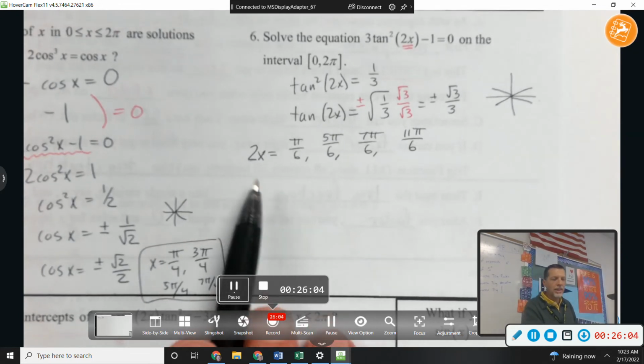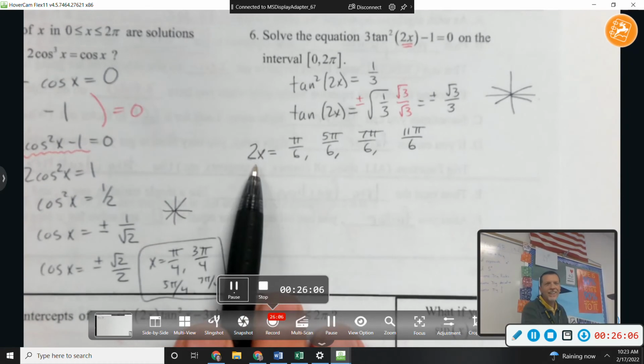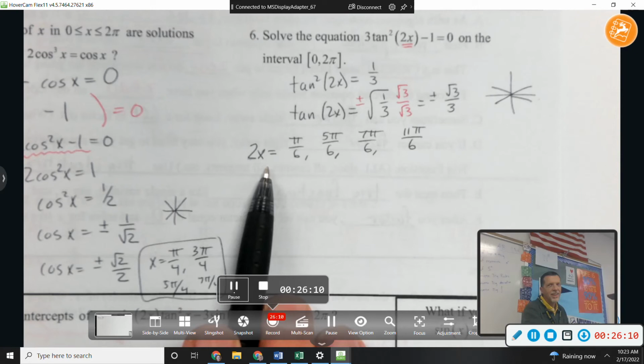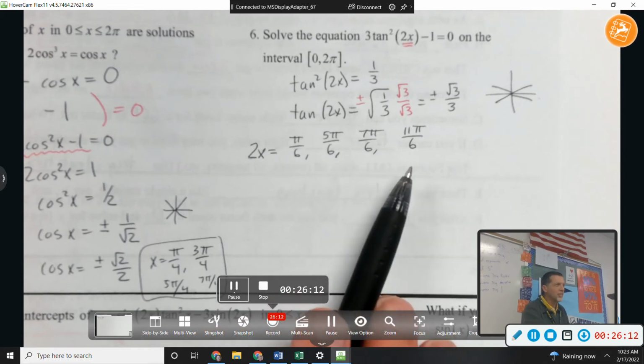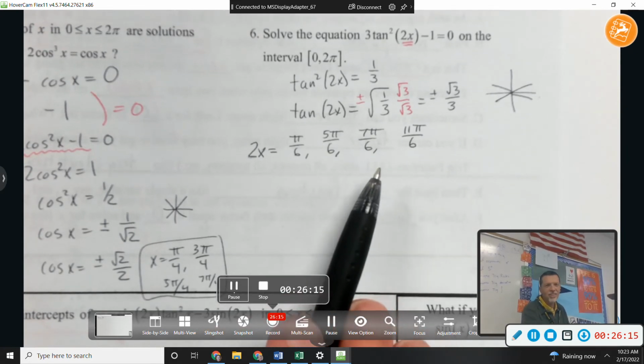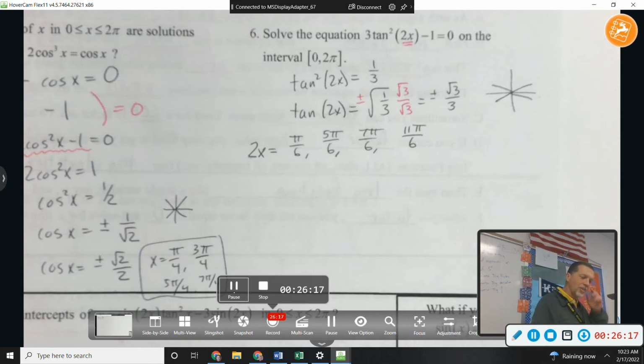I will multiply by 1/2, but not yet. I need to do something before that. I need double the number of answers. So how do I get my extra answers? I add 2 pi to all of those guys. The good news is they all have the same denominator.